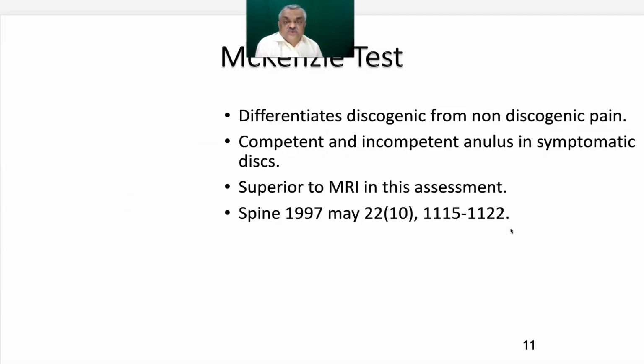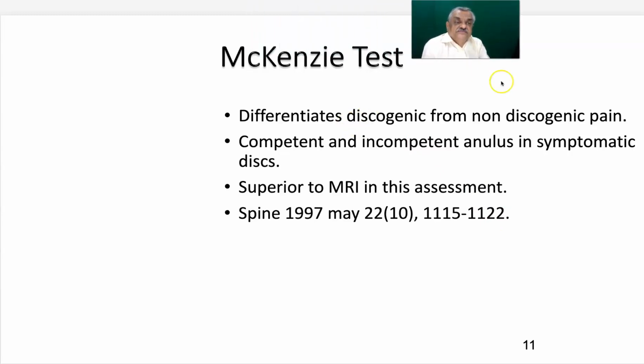Then of course we do the Mackenzie's test, and it differentiates discogenic from non-discogenic pain, and it tells us about a competent and incompetent annulus in a symptomatic disc, and it is supposed to be superior to the MRI in assessment. Now, this was reported in Spine 1997 by Donaldson, who is a disciple of Robin Mackenzie, who first described this test for our understanding.